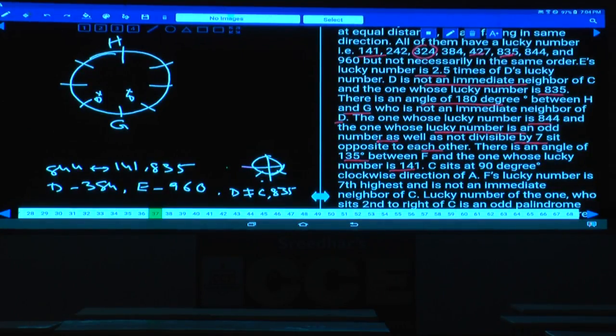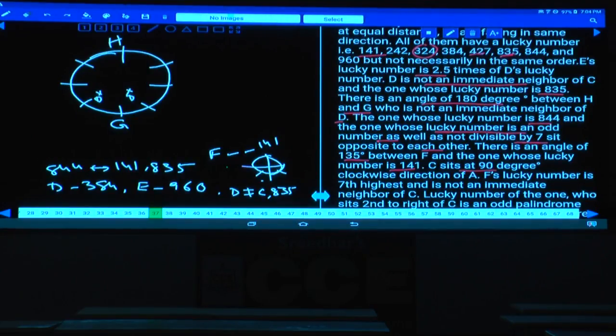Hence what is the information here? There is an angle of 135 degrees between F and the one whose lucky number is 141. F and 141, how many persons are there in between? 2 persons are there in between F and 141. Can you write like this or not? 2 persons between F and 141.